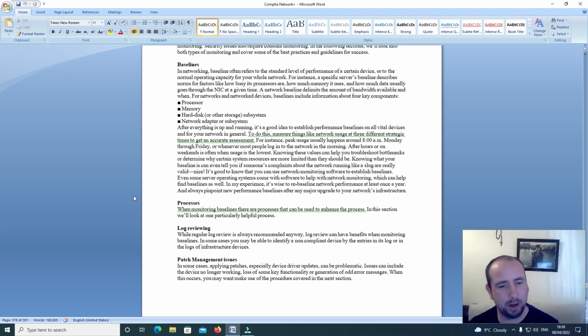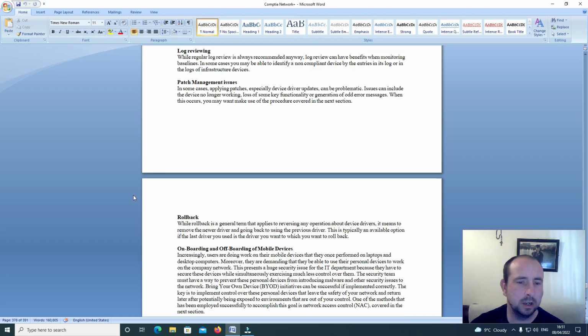Processes. When monitoring baselines, there are processes that can be used to enhance the process. In this section, we'll look at one particularly helpful process: log reviewing. While regular log reviewing is always recommended anyway, log review could have benefits when monitoring baselines. In some cases, you may be able to identify a non-compliant device by entries in its log or in the logs of infrastructure devices.